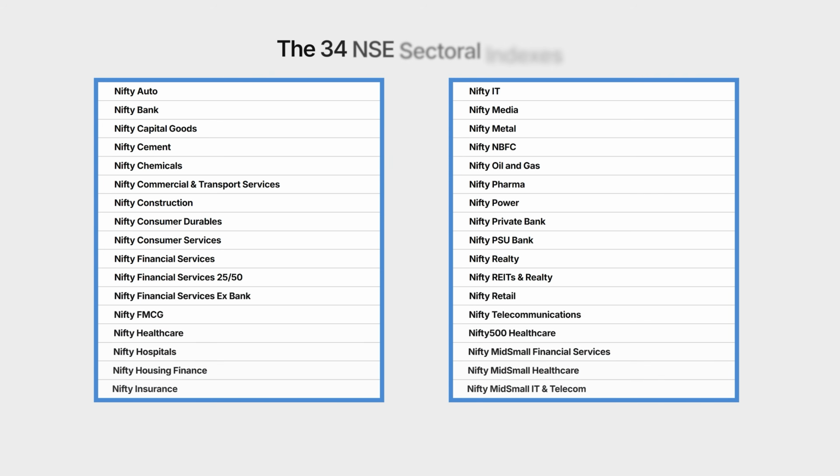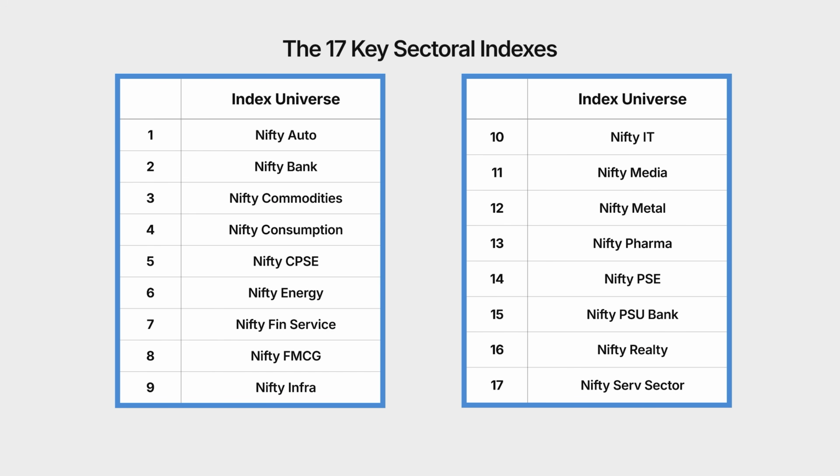The NSE publishes 34 indexes, but only 17 are actively followed. You can stick to those heavily tracked benchmarks, or you can build your own custom equal weight trackers for the remaining 17 hidden sectors directly inside TradingView, something which I will talk about later.